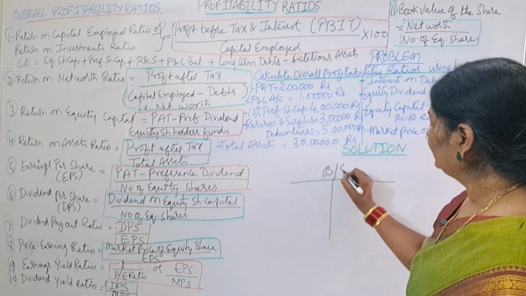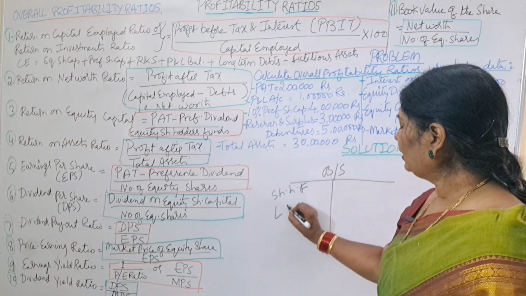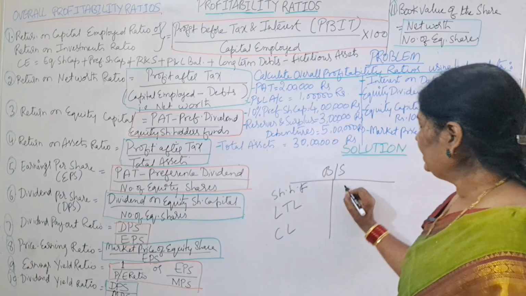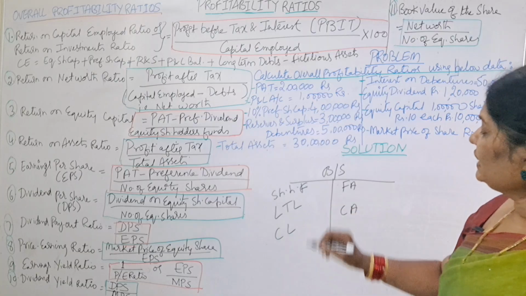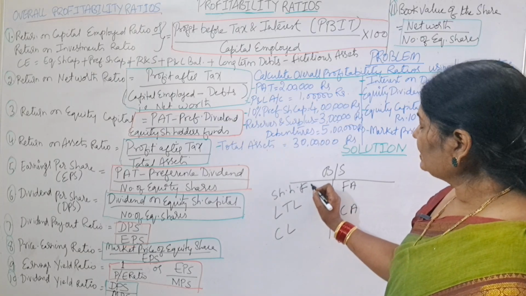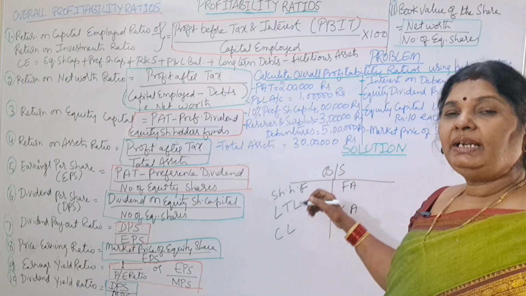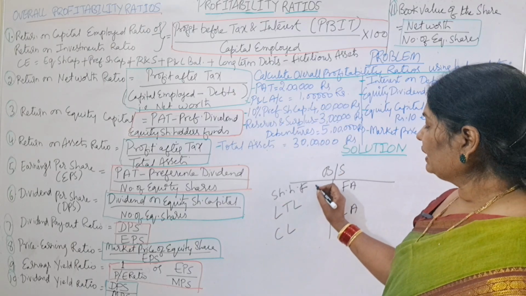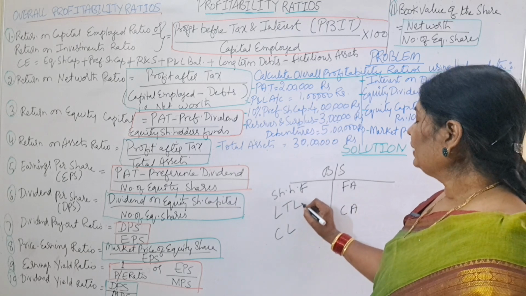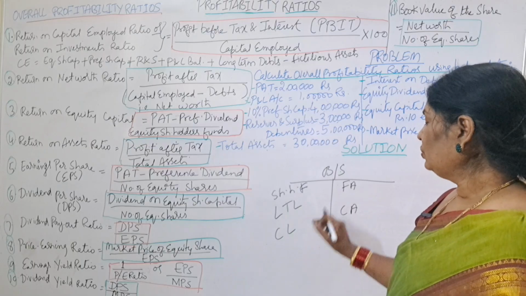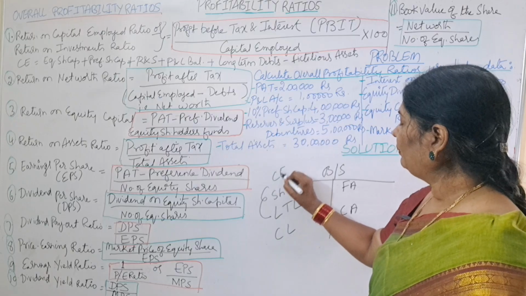this is our balance sheet. Here we have shareholders funds. Next we have long-term liabilities. Here we have current liabilities. Here we have fixed assets and current assets. Shareholders funds means equity shareholders funds and preference shareholders funds, reserves and surplus, and P&L account balance. All those will come under shareholders funds. And long-term liabilities means long-term loans and debentures. So we are covering these two under capital employed.